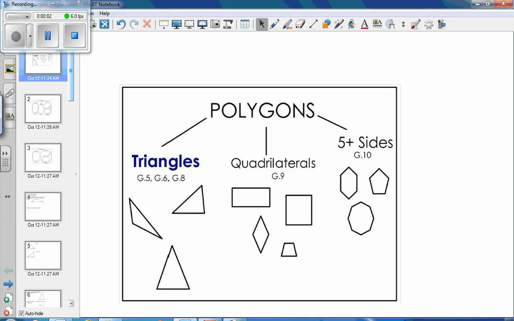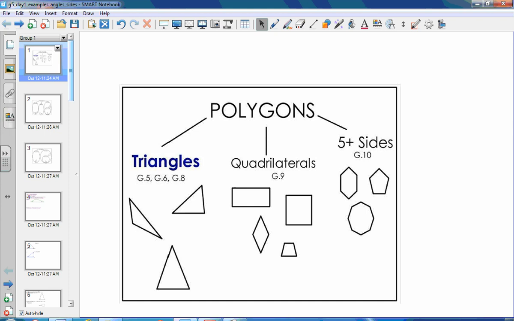Alright, so up to this point in geometry, we have been talking about lines and the way that they can interact in geometry. They can intersect, they can be parallel, they can create angles. But today we're starting a different topic. We're starting polygons, and we're starting with the most basic polygon, which is a triangle.